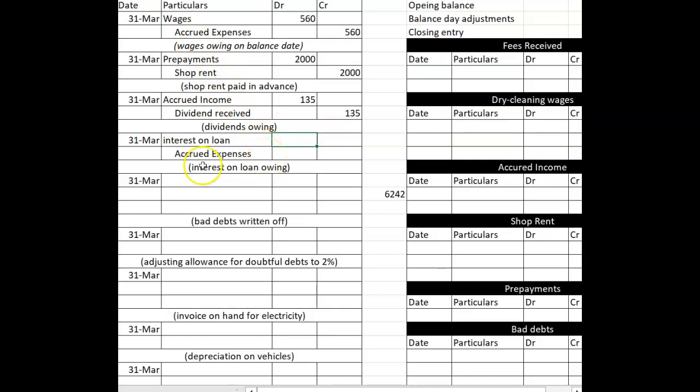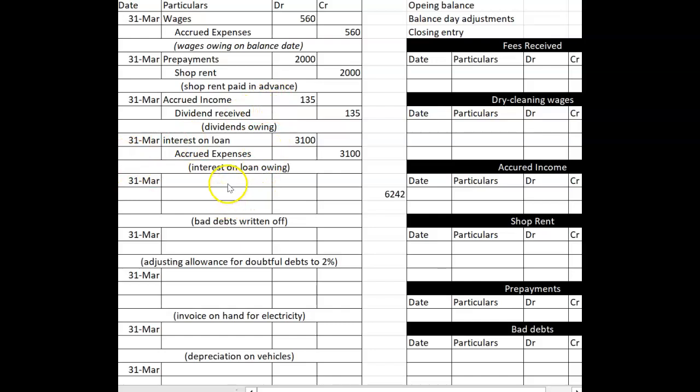The figure for that one is 10% of the loan, so that's 56,000 times 10%. So your interest on loan should be 5,600. At the moment, it's only 2,500. So we're going to add 3,100, and you need to add that to your accrued expenses figure. So go back and put that in, and also to your interest on loan. And that's why it's really important to tick them off as you're going through.